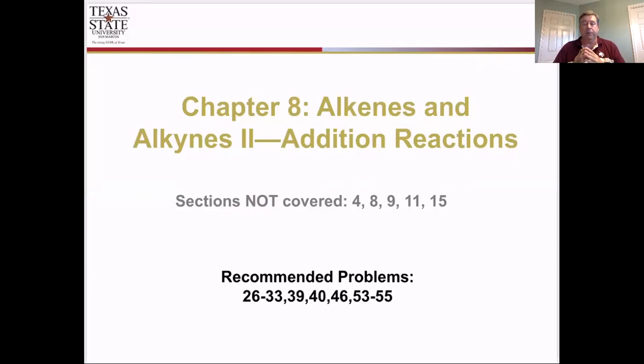Okay, Organic Chemistry 2341. We're going to continue on with Chapter 8, which is reactions of alkenes and alkynes. Last chapter, we learned how to make alkenes and alkynes through elimination reactions. Now we're going to learn how the reactivity of that double bond can help us do addition reactions across them.